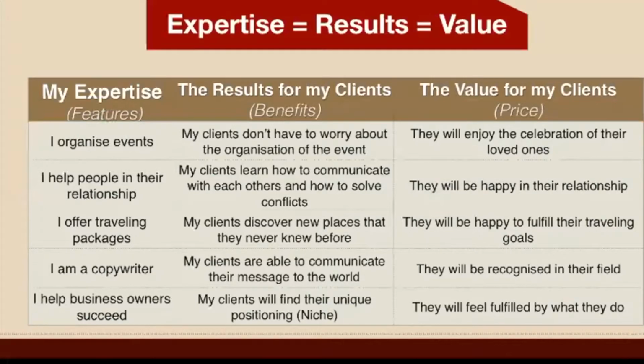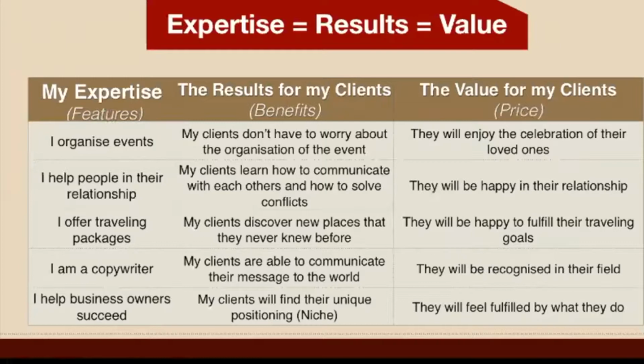So let's go a little bit deeper into the expertise, result, value process. I gave you here a few examples of my expertise, the results for my clients, and the value for my client. Those are different examples: someone that organizes events, someone that helps people in their relationship, I offer traveling packages, I'm a copywriter, I help business owners succeed. Those are different expertise. Let's see how we can translate those expertise into results. Each expertise basically brings a specific result to my clients.